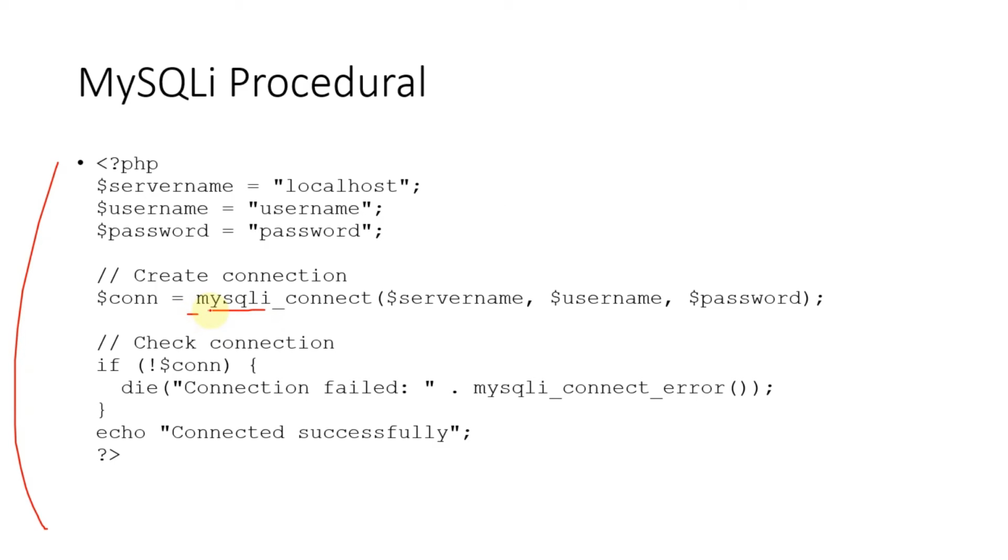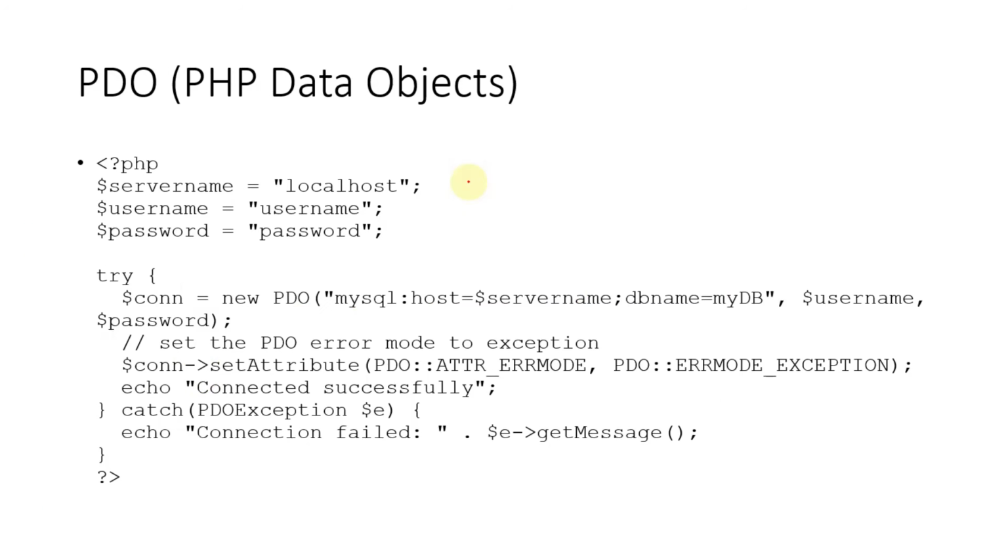Here we are using MySQLi connect. It is a function and it also takes 3 parameters, and this function returns something to CONN. And inside the if statement we have also some minor changes. If you compare it with the previous code, you can use any of these 2 codes.